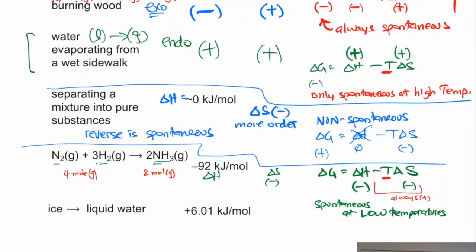So it's all dependent on the temperature. At high temperatures, no way. At low temperatures, yeah, it'll go.